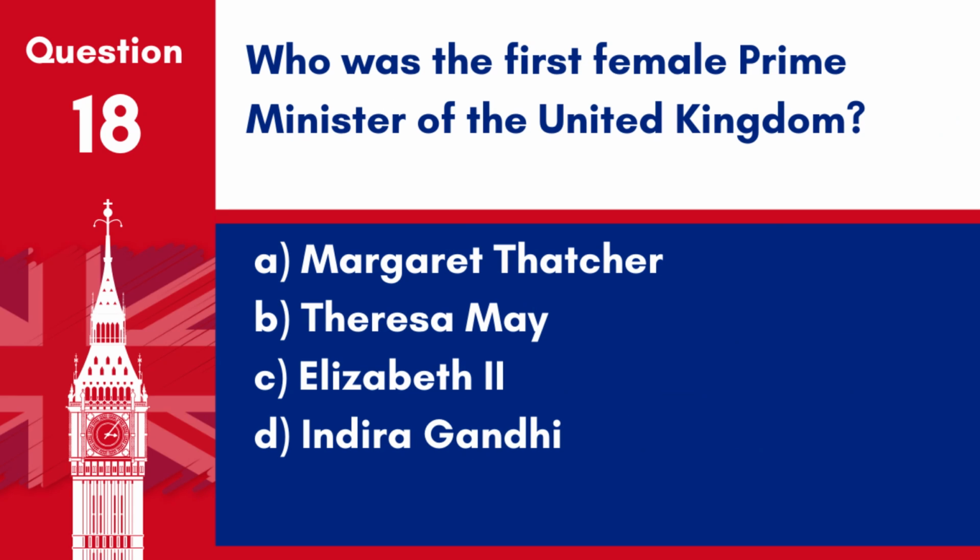Question 18. Who was the first female Prime Minister of the United Kingdom? A. Margaret Thatcher, B. Theresa May, C. Elizabeth II, D. Indira Gandhi. Answer: A. Margaret Thatcher. Margaret Thatcher became the first female Prime Minister of the UK in 1979.